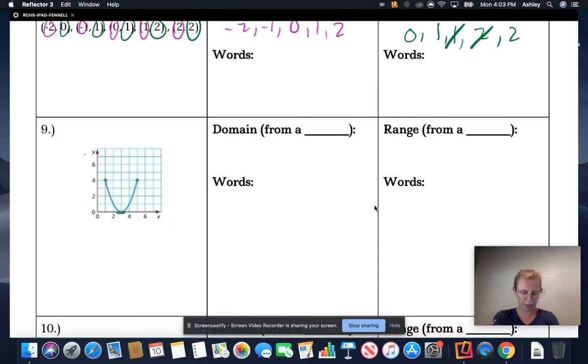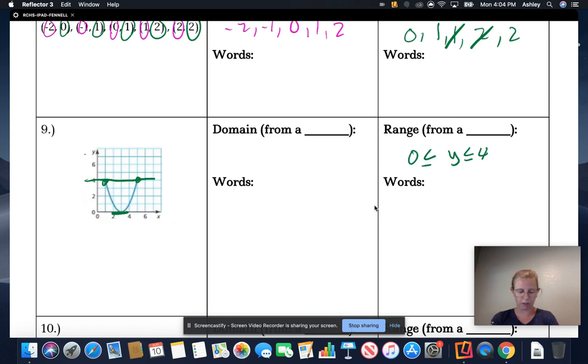Let's look at the range first. Minimum value looks like 0 there. Maximum value is 4, and it's included because those endpoints are filled in. So y is less than or equal to 4 and greater than or equal to 0.